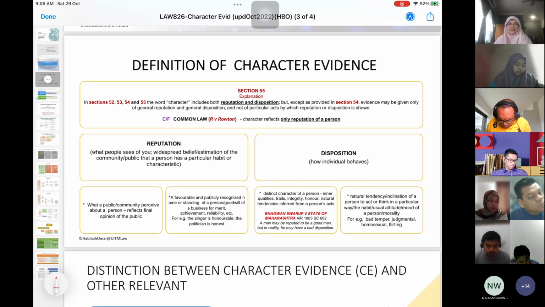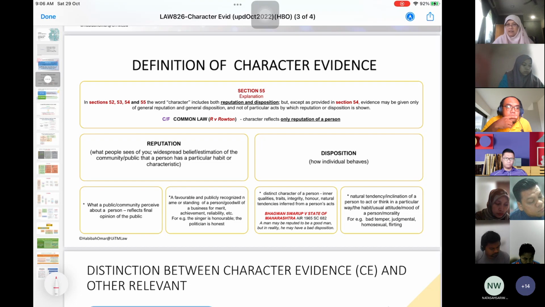Okay. So that is section 54. Now, if you look at section 54 here, the main provision of section 54 tu cakap pasal character evidence dalam civil case. Tetapi bila kita cakap pasal definition of character evidence, we look at the explanation. Maknanya dalam section ini, explanation yang cakap character evidence includes disposition and reputation. So ada dua.